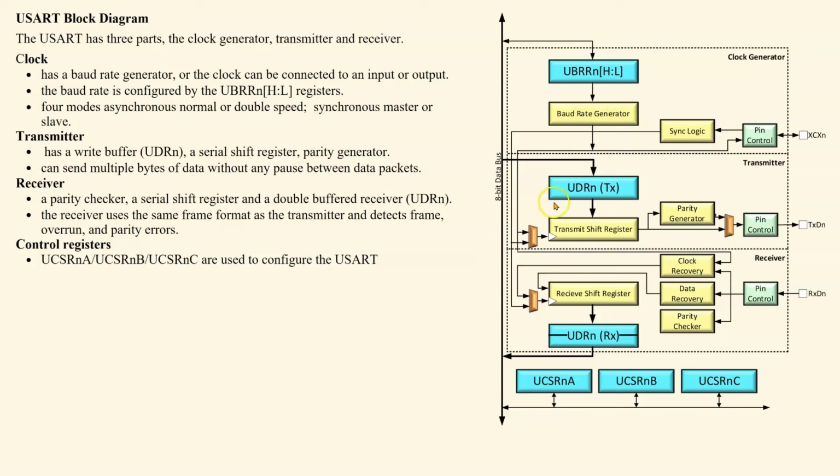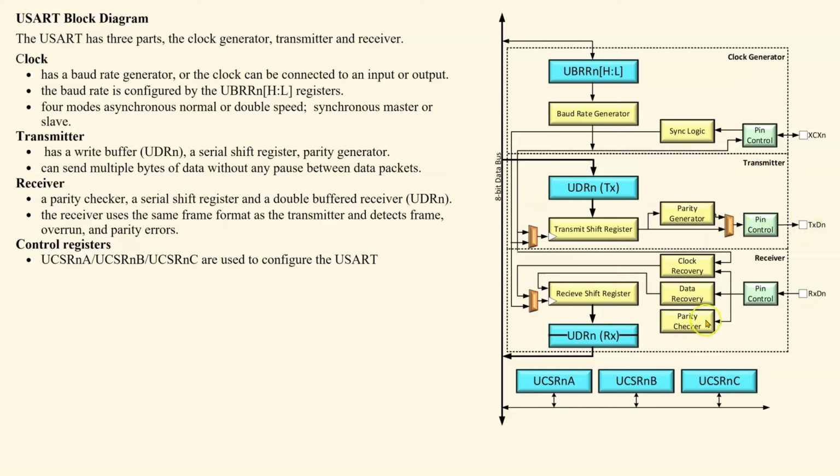The transmitter has a write buffer, UDRn, a serial transmit shift register, and a parity generator. When we are writing data out to the serial port, first we check the transmit buffer empty flag here. If it's empty, we write data into this register. That is then put into the transmit shift register. If parity is set, then the parity generator will add a parity bit, and then the data will be sent out the external pin of the microcontroller.